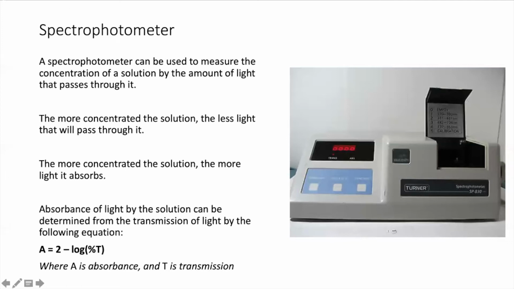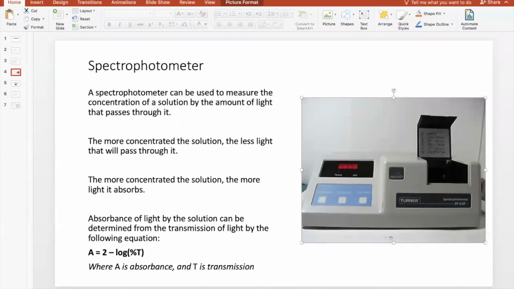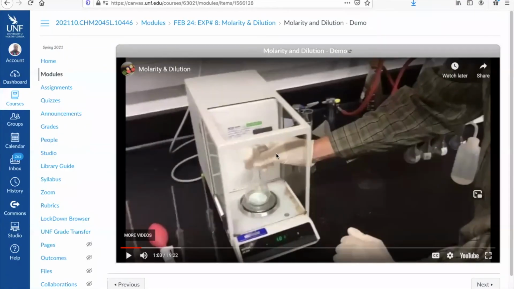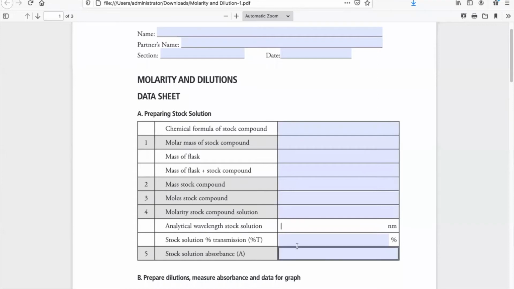And going back to the data sheet, you'll see in the demonstration here that there will be some data you will collect for percent transmittance. You will observe the demonstration, record the percent transmittance, and you will calculate absorbance, not the percent absorbance.